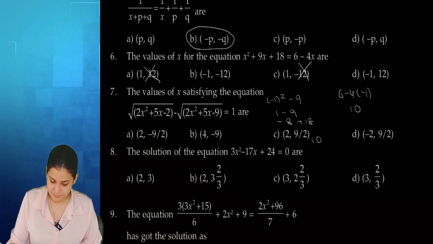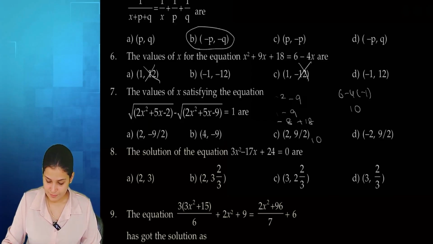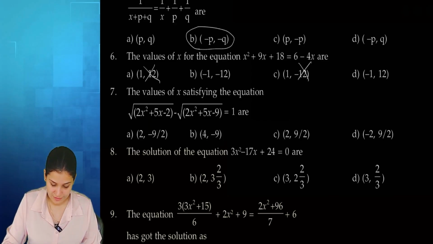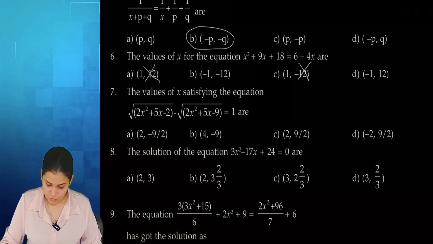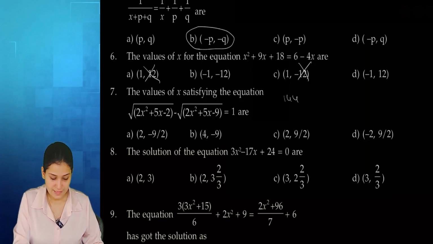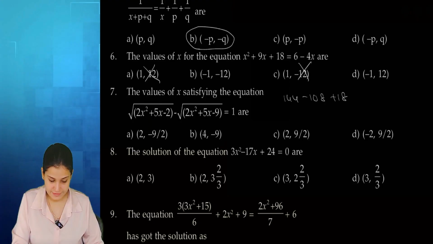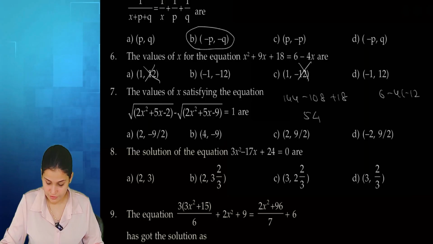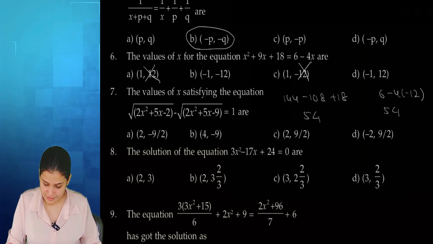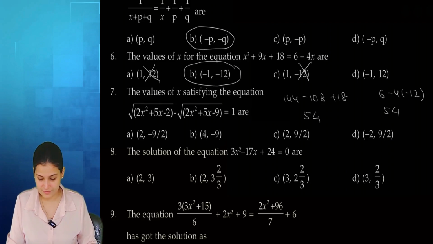Then try to put x equal to minus 12. So 144, 9 into 12 is 108, plus 18 is 54. And here, 6 minus 4 into minus 12, so 48 plus 6 is also 54. So x equal to minus 12 satisfies.